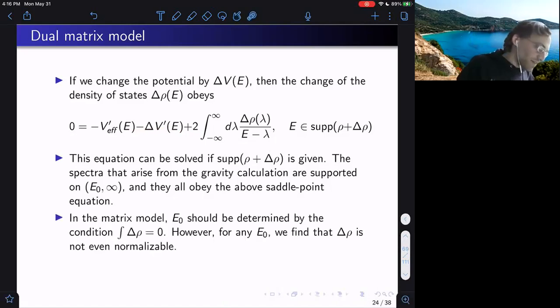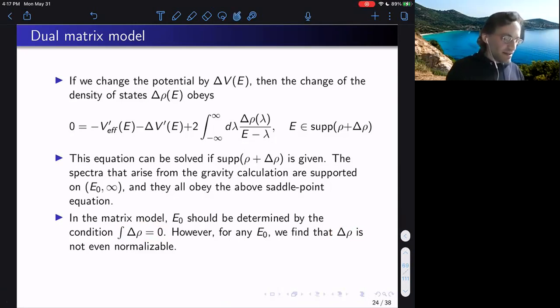So one thing that's worth pointing out is that in usual matrix models, the endpoints of the spectrum are not free parameters. They're determined by this normalization condition. Here I should say, if I'm going to change the potential by delta V, then I'm not changing the number of eigenvalues. So we should have this normalization condition, just saying that the integral of delta rho is 0. But it turns out that for any value of E naught or for any value of the counter term I mentioned, we actually find that the specific formula for delta rho is not even normalizable.